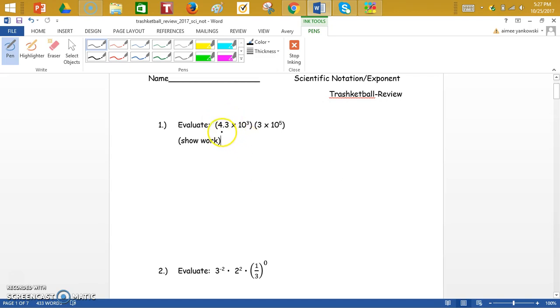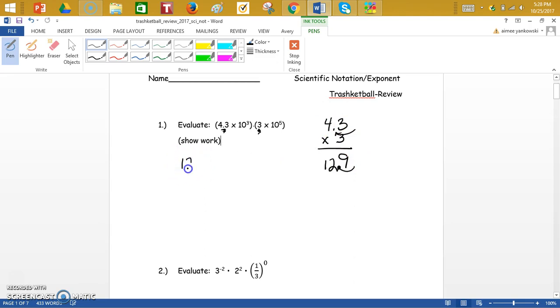We're going to evaluate 4.3 times 10 to the 3rd times 3 times 10 to the 5th. So we're going to multiply numbers in scientific notation. We multiply the first factors together. So 4.3 times 3. 3 times 3 is 9. 4 times 3 is 12. That's over 1 decimal place. So in our answer, we have to go over 1 decimal place.